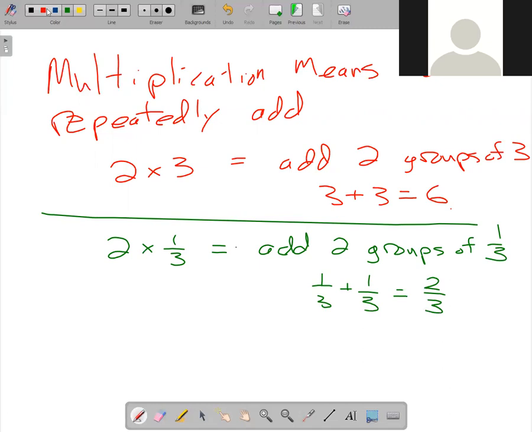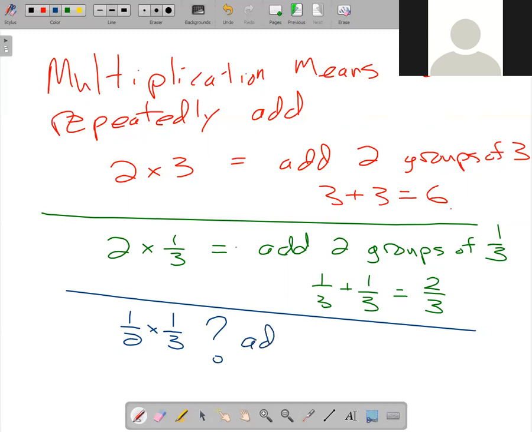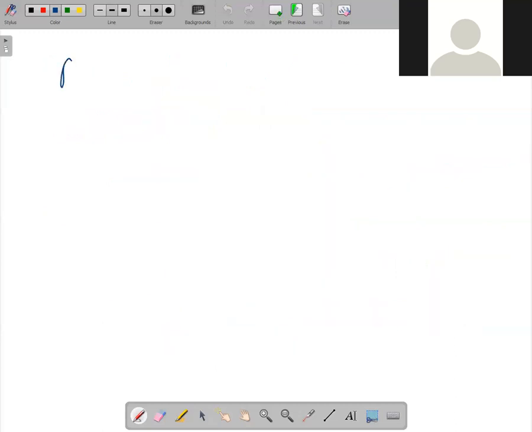But what if I try that with 1/2 times 1/3? Add 1/2 groups of 1/3. Wait a minute. How can I add less than one thing? Don't you need more than one thing to add? I don't know what that means for addition. So repeated addition's too weird. What other methods did we have, or definitions for multiplication? Monica, what was it? Area, yes, that's my favorite. Multiplication is an area.